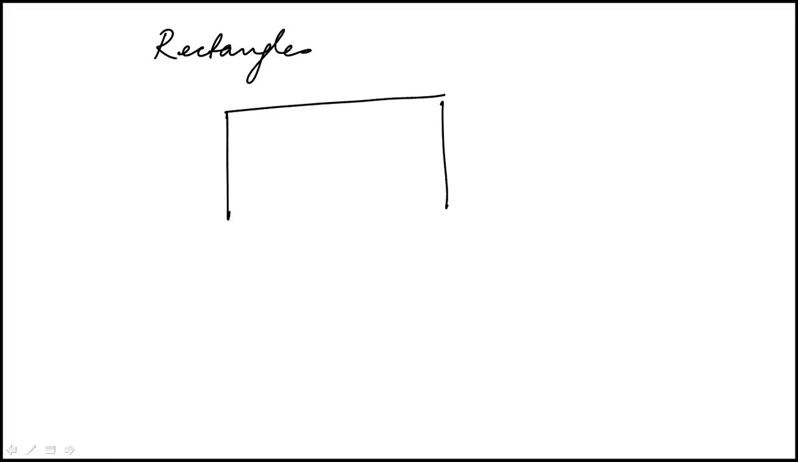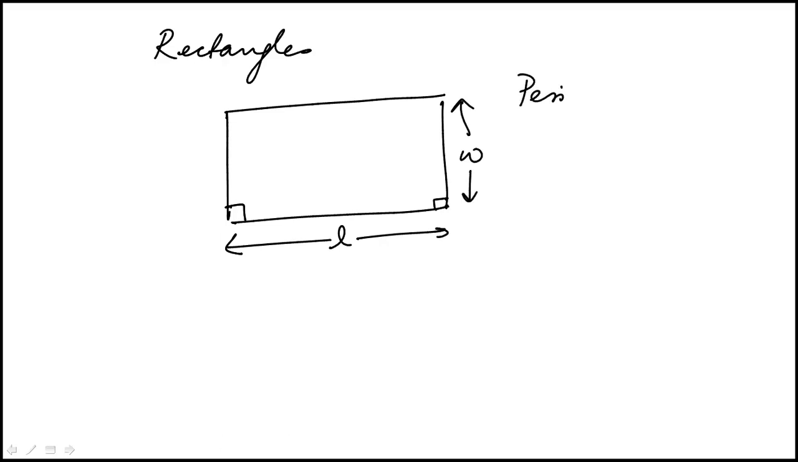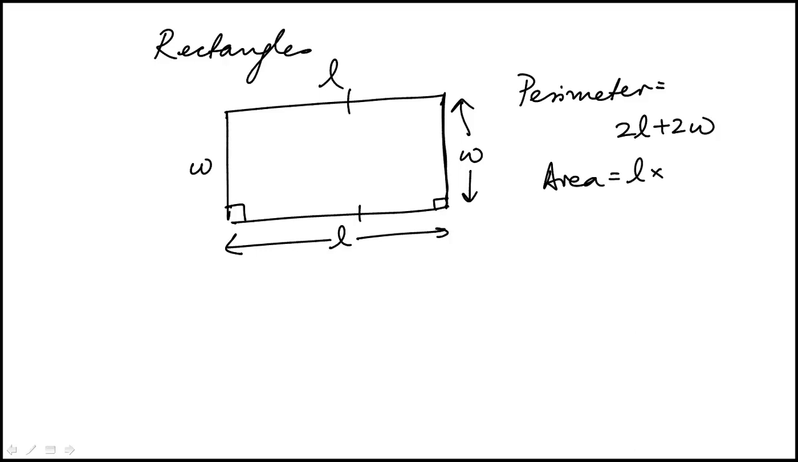Now, if we look at rectangles, again, each of the four internal angles are all 90 degrees. So these are all 90. And if you call one of the lengths L, the other is width, then the perimeter, which is really the length of the outside dimensions of this four-sided figure, is just twice the length plus twice the width, because these two are just the same as length, and then width and width. And the area is given by length times width.